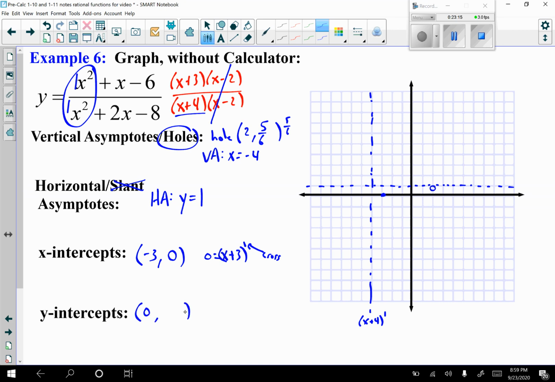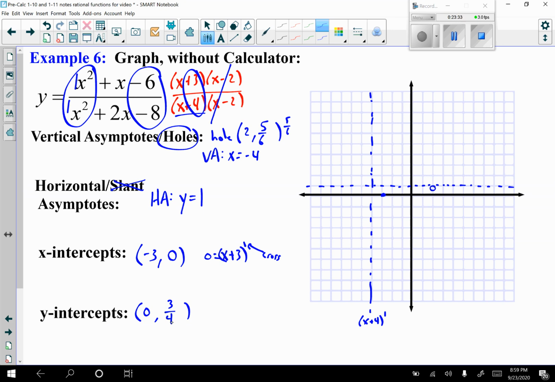Y-intercept, plug in a 0, and you end up with 3/4. Now, here's a shortcut if you have a polynomial like this. All the x's turn to 0. Here's your y-intercept, -6 over -8, or right here, 3/4, because the x minus 2 is gone. So 3/4. There's the constants is what it is.